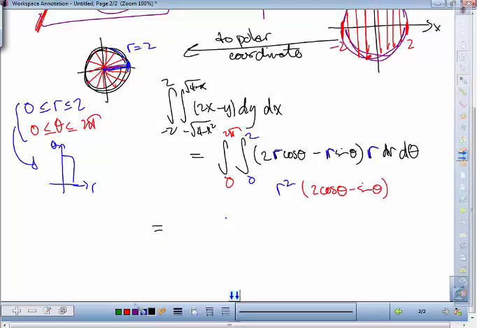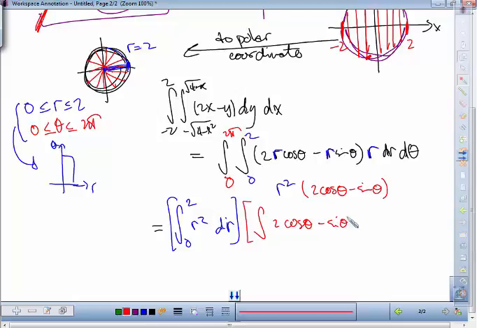And so we can rewrite our first integral with respect to r as an integral with just r squared from 0 to 2. And whatever you get there, you're simply going to multiply by a theta integral. And that theta integral is 2 cosine theta minus sine theta d theta from 0 to 2 pi.